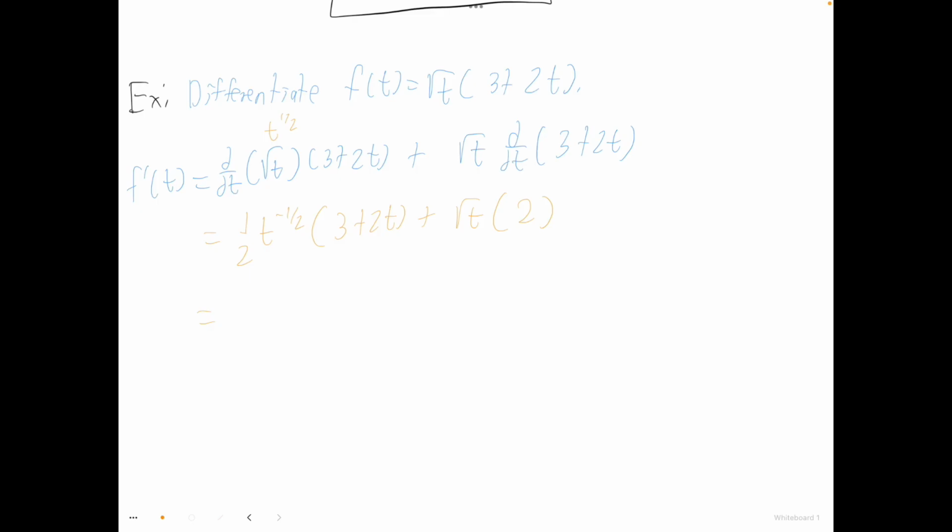So now multiplying this out, we're going to have 3/2 t to the minus 1/2, plus, we have 1/2 times 2, which is 1, then t to the minus 1/2 times t is t to the 1/2, plus 2, then square root of t is t to the 1/2. So in the end, we get 3t to the 1/2 plus 3/2 t to the minus 1/2. And so that then is our derivative in that case.